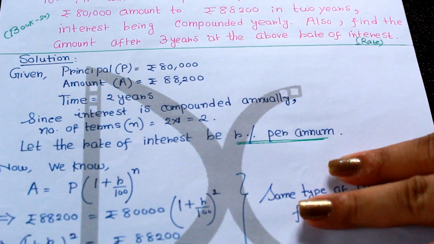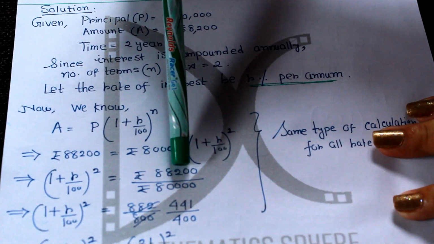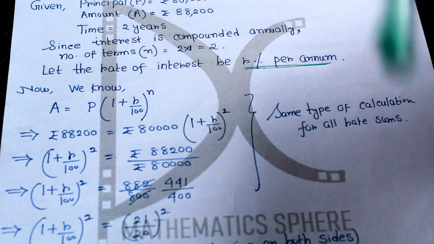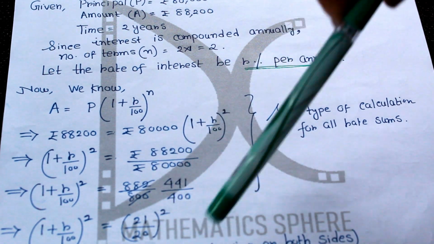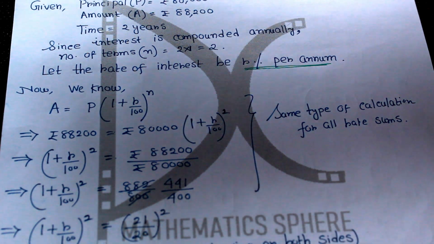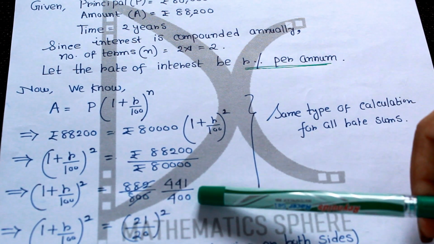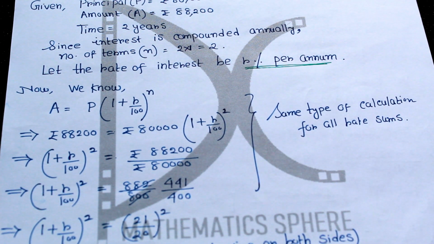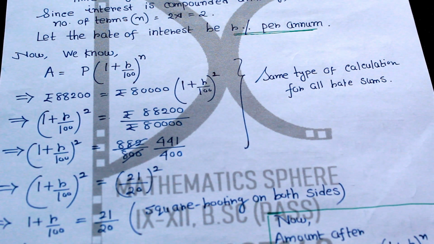I'm just giving you the hints, I'm not going to solve it. You put everything here, you shift this 80,000, these things will be cancelled. Again square is only there, so cancel 88,200 and 80,000 as much as possible. After the cancellation you will see that 441 by 400 is left. Now we know 441 is the square of 21 and 400 is the square of 20, so it is 21 by 20 whole square.